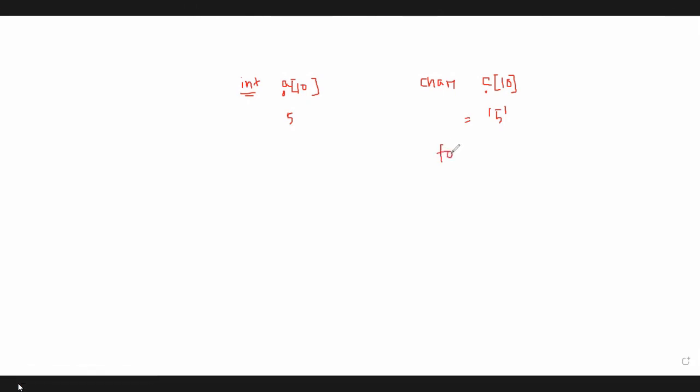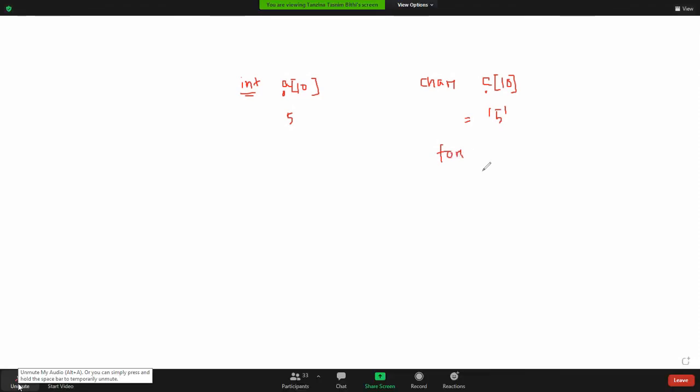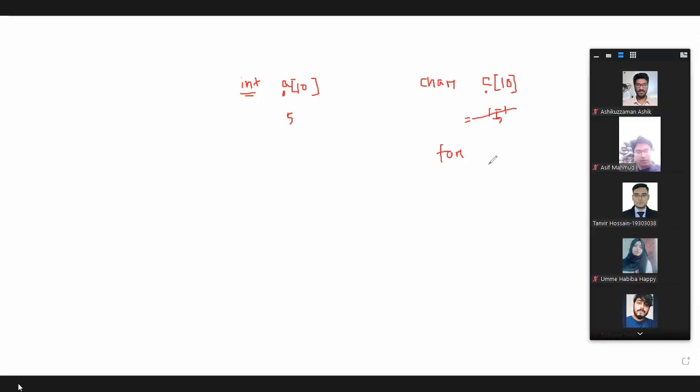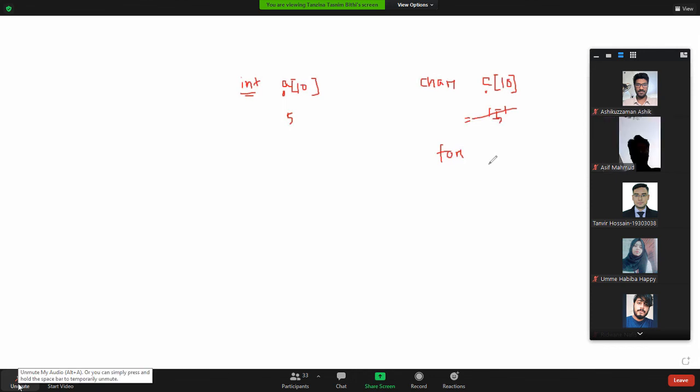We need to use a for loop, isn't it? Obviously, we need to use a for loop, right? I said that we want to print all the characters of the string. We want to print the whole string. So how can we do it?